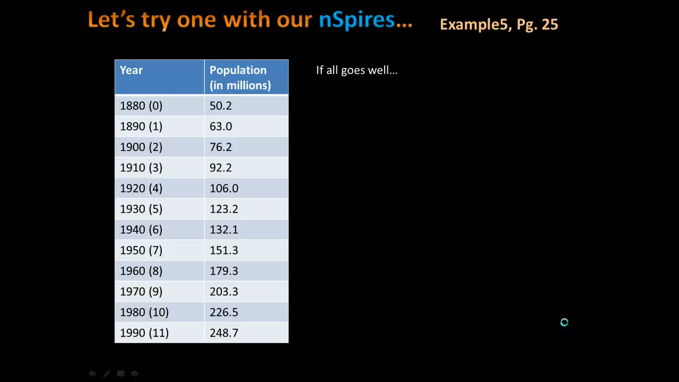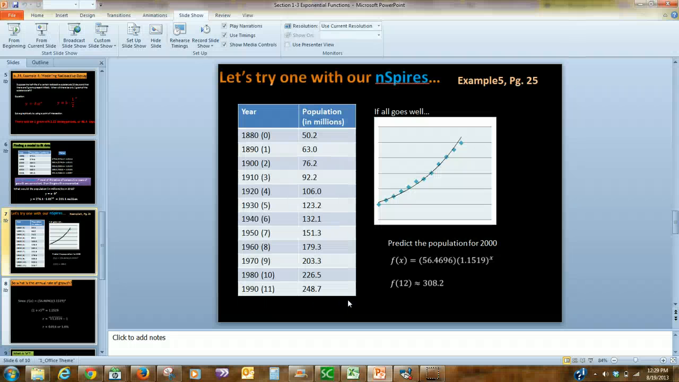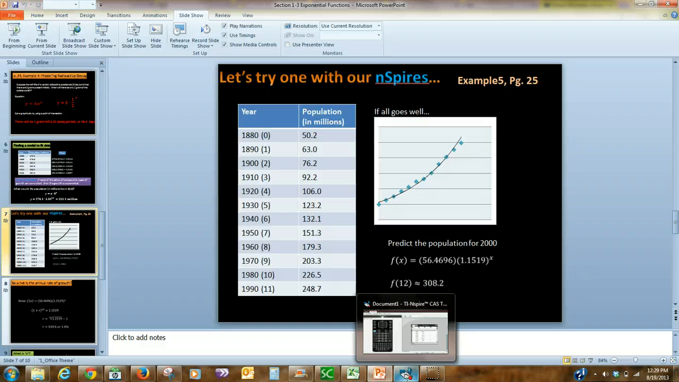Okay, so let's see if we can do the same sort of thing using our technology. So here is our data table, which you will find on page 25. This is example 5. So here are years from 1880 to 1990. And again, remember when we're doing regression with our Inspire, we need to put in 0, 1, 2, 3, 4, etc. for our years. So we're going to bring up our Inspire here.